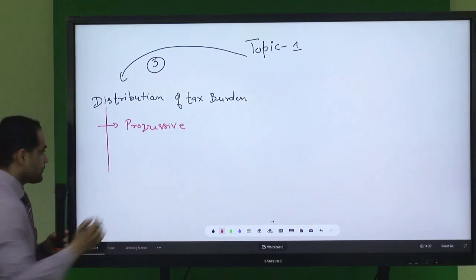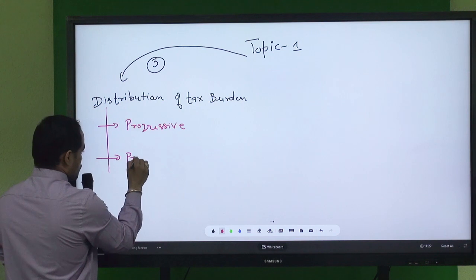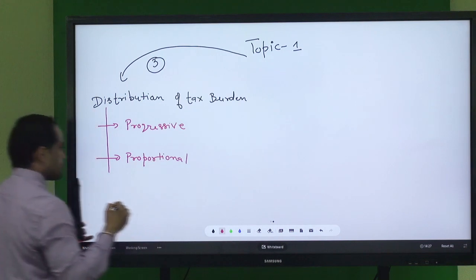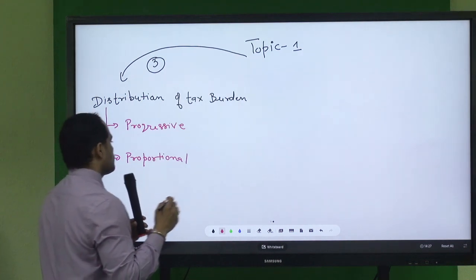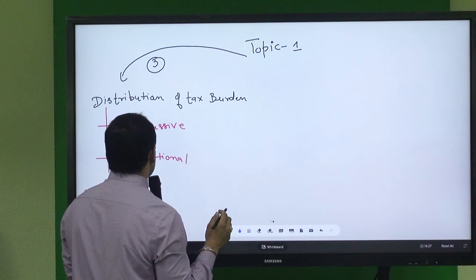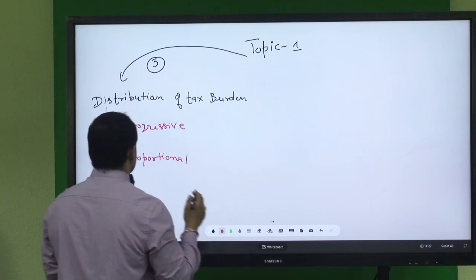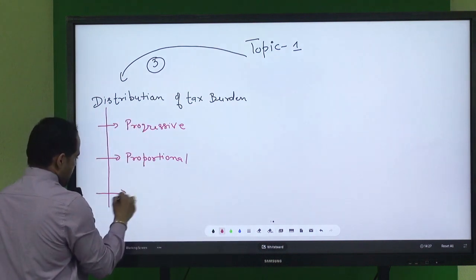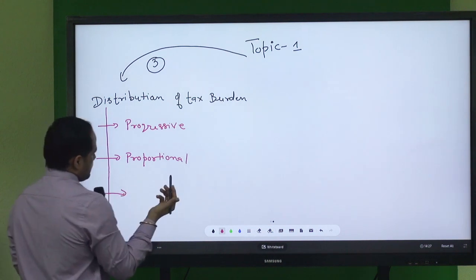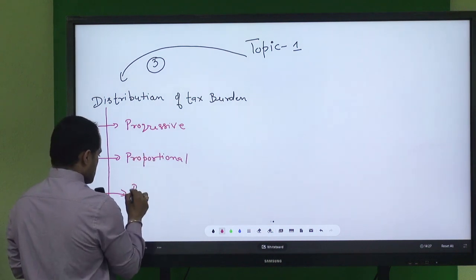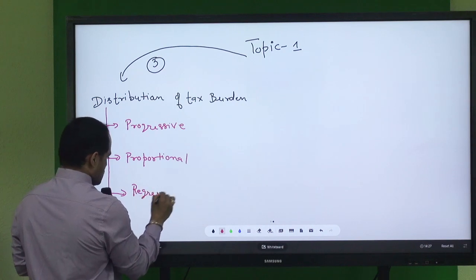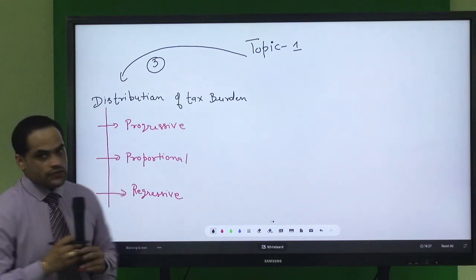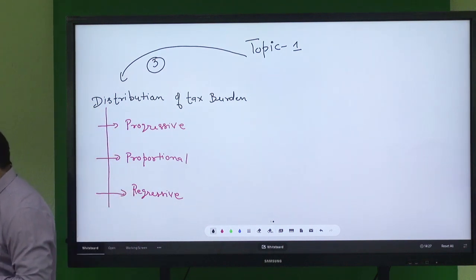Progressive, proportional, and regressive. So let's start with the progressive.